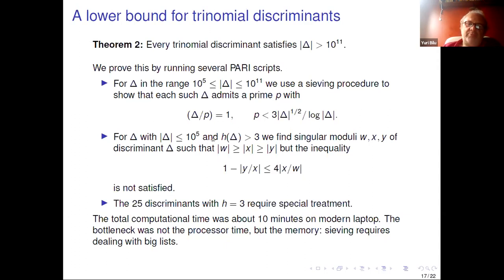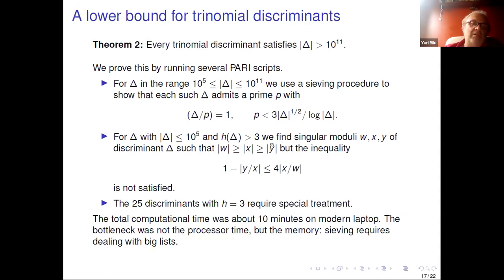In the smaller range, but with class number bigger than 3, we simply verify this inequality that we saw must be satisfied, and we always find 3 singular moduli where this inequality is not satisfied. Here we just treat every singular modulus separately, but there are not too many of them, like 10 to the 5 or so.